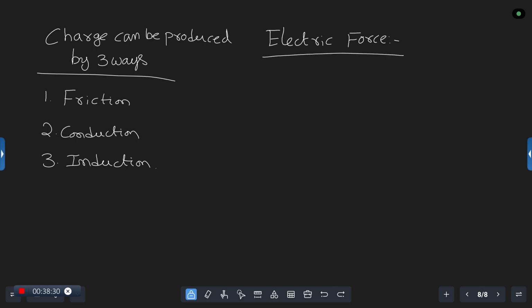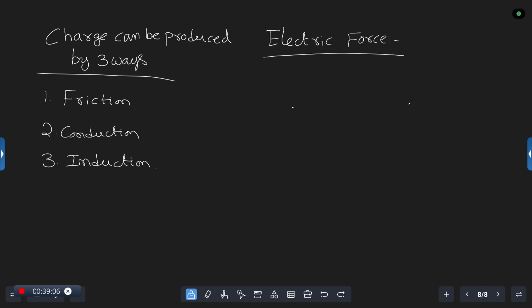Before going to explain the topic of the electric force, I will explain what is electrostatics. What is meant by electrostatics? Static means what? Electrostatics means when the charges are stationary, those charges produce some effect, or having some electrical properties. So electric force is between the 2 point charges.